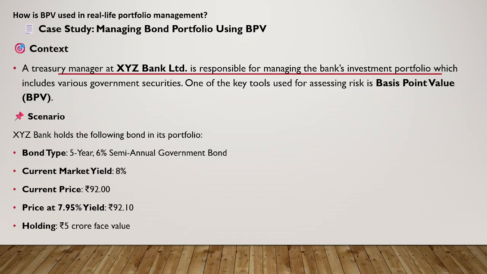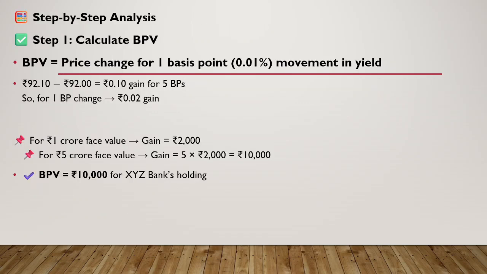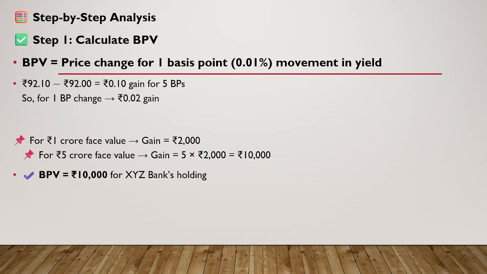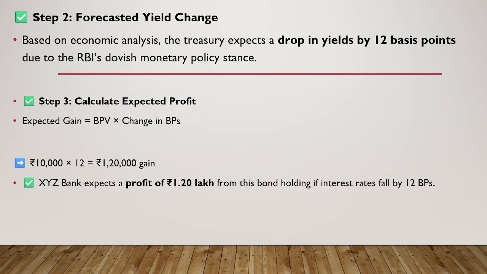The bank holds 5 Indian rupees crore of this bond. As we discussed earlier, the BPV here is 2,000 Indian rupees per 1 Indian rupee crore. So for 5 Indian rupees crore, BPV is 10,000 Indian rupees. Now suppose, based on RBI's monetary stance, the Treasury expects a 12 basis point fall in yields. The expected profit becomes 10,000 Indian rupees times 12 equals 120,000 Indian rupees. So, using BPV, the manager forecasts a gain of 1.20 Indian rupees lakh.